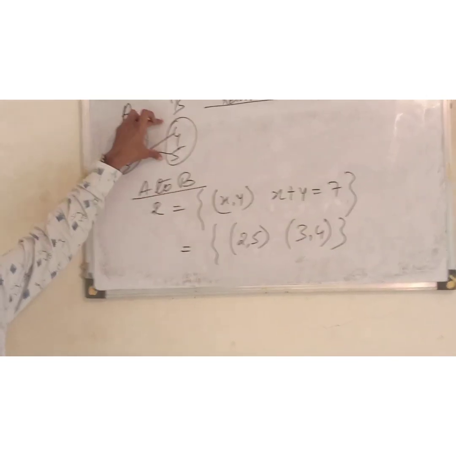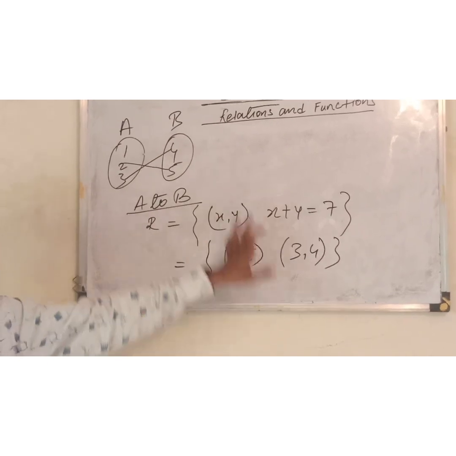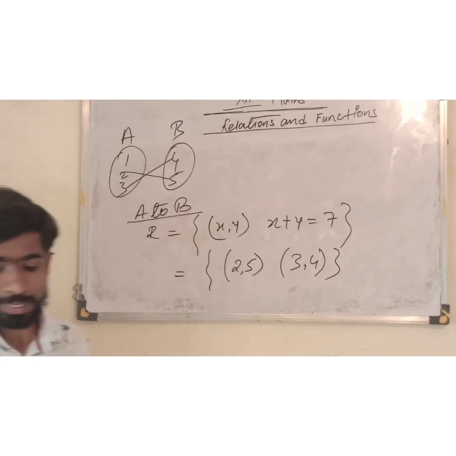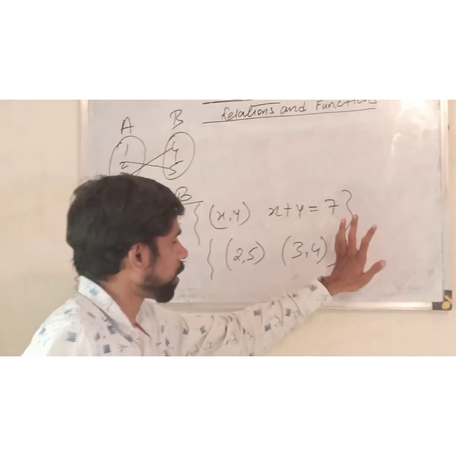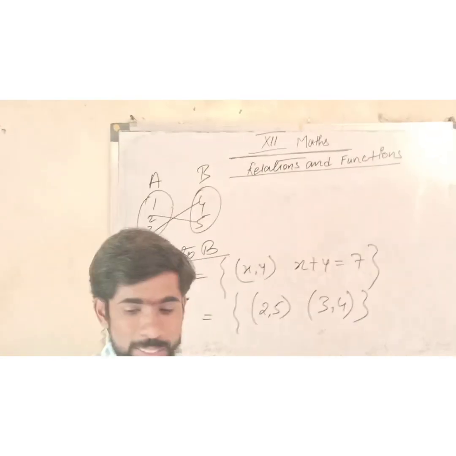This is also called a Cartesian product. This is what we are talking about. The set of all ordered pairs is called the Cartesian product, which we have discussed before also.